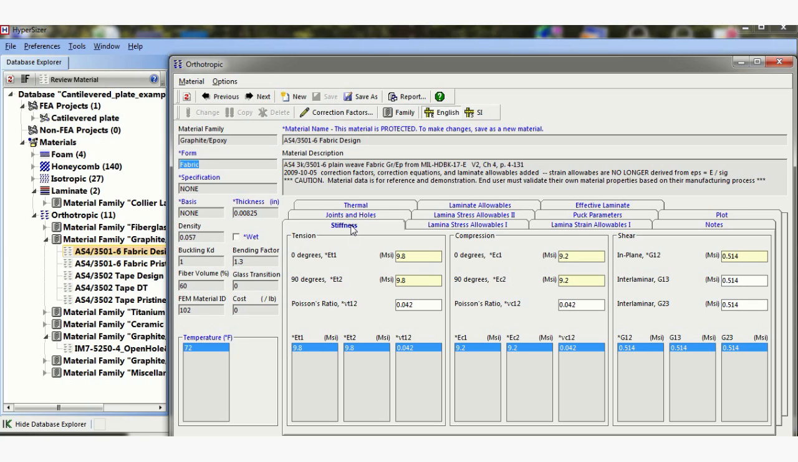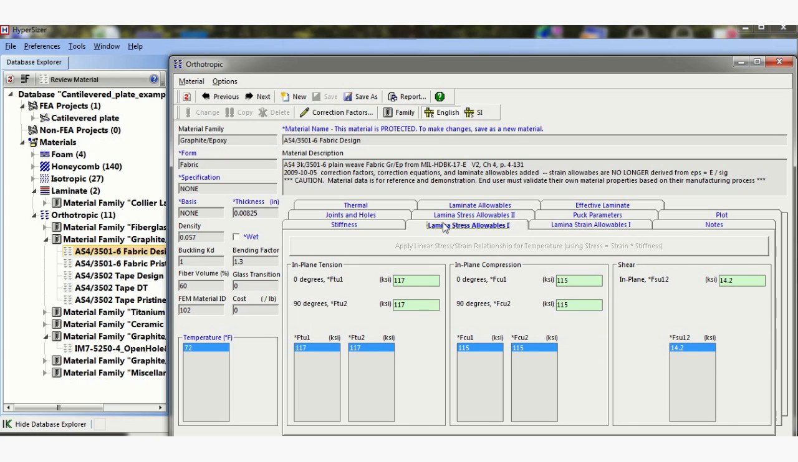We have stiffness. So obviously tension, compression and shear, all very straightforward. What's pretty cool about Hypersizer up here, you can click on SI and all these units change from gigapascals to MSI. I think that's kind of cool, especially for people that are working in unusual units. But of course here we're in the United States, so we're using MSI.